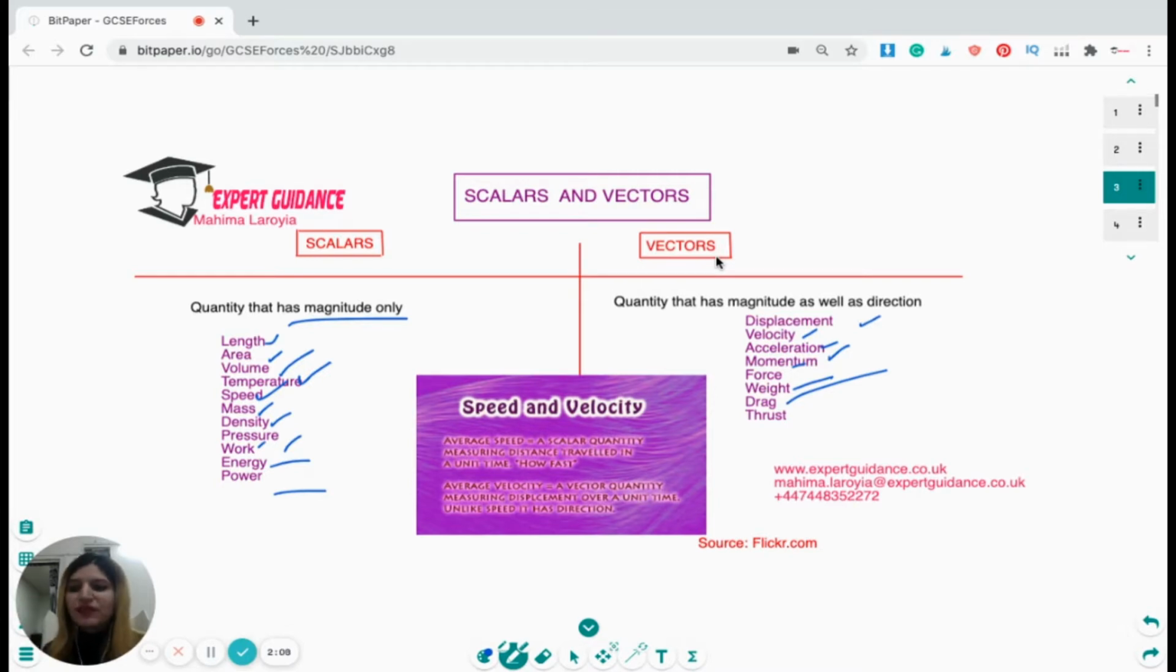So again, a scalar quantity has magnitude only, but no direction, whereas vector quantities have both magnitude as well as direction. So like speed and velocity. Speed is just the magnitude, so it's a scalar quantity. Velocity is the speed in a given direction, so that becomes the vector quantity.